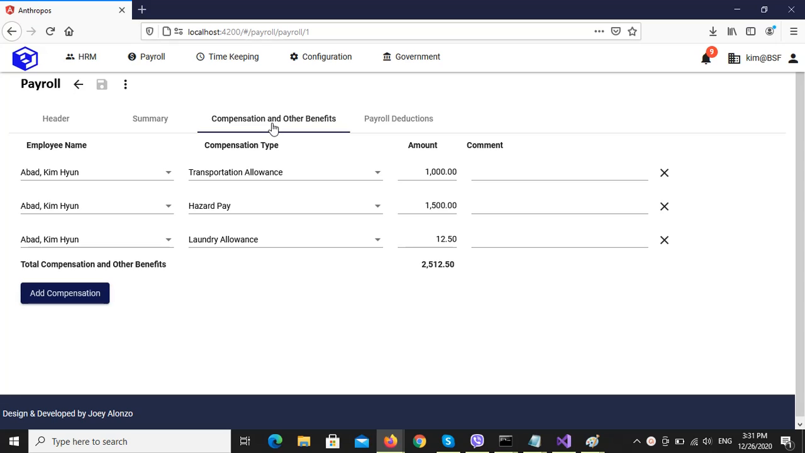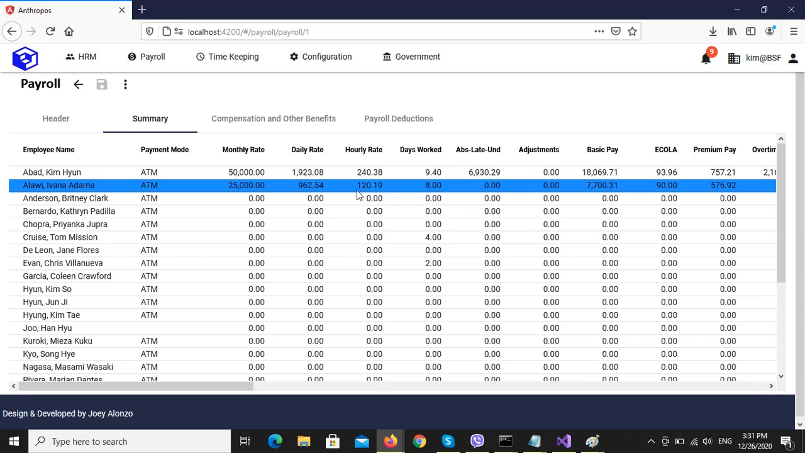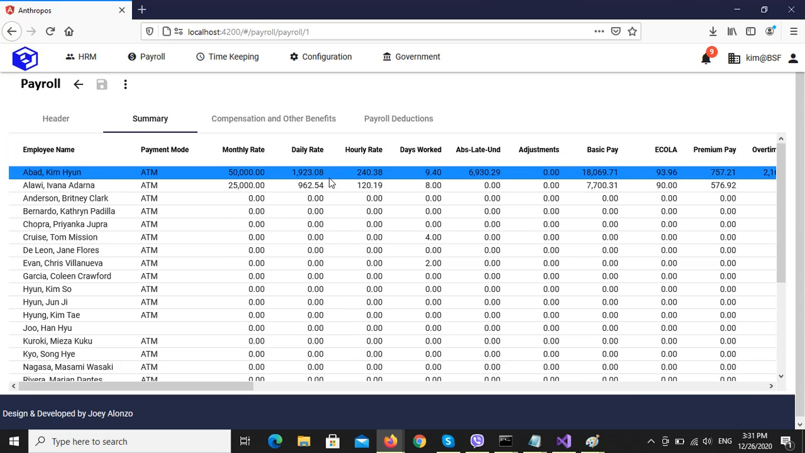So how are these values calculated in the payroll automatically? This is the topic of this video. Now, to have these values in the payroll, we need to do some configuration. One of them is compensation type, so we need to enter compensation types.